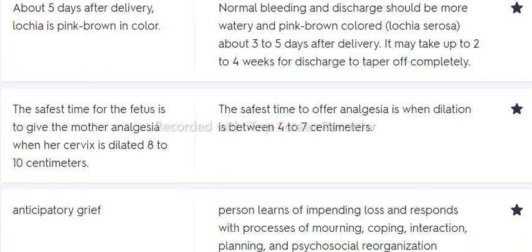The safest time for the fetus is to give the mother analgesia when her cervix is dilated 8 to 10 centimeters. False. The safest time to offer analgesia is when dilation is between 4 to 7 centimeters.